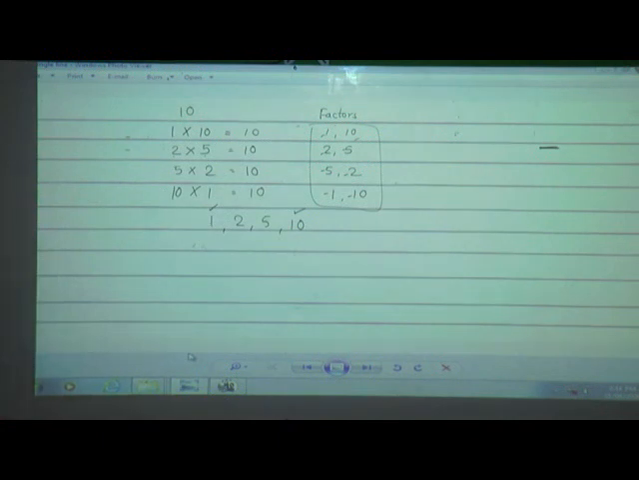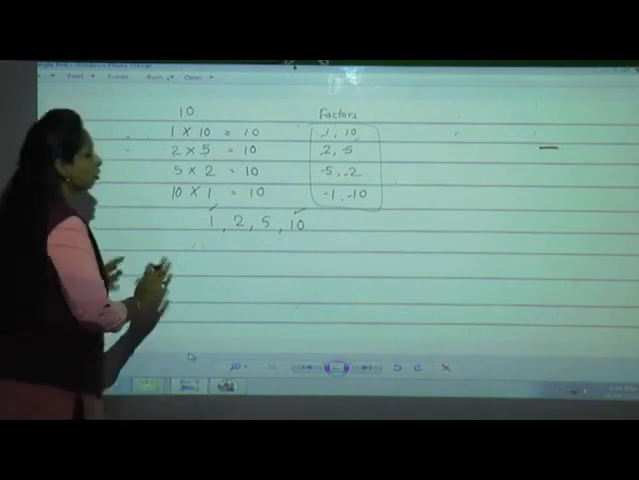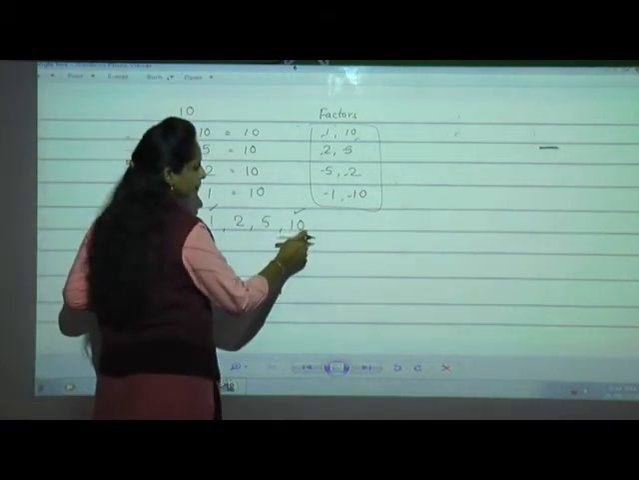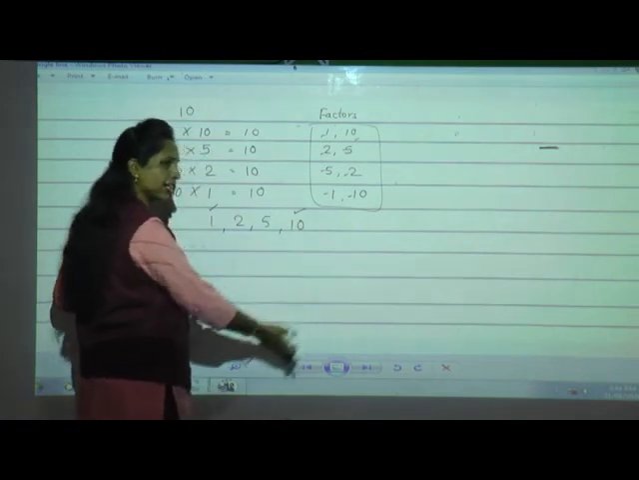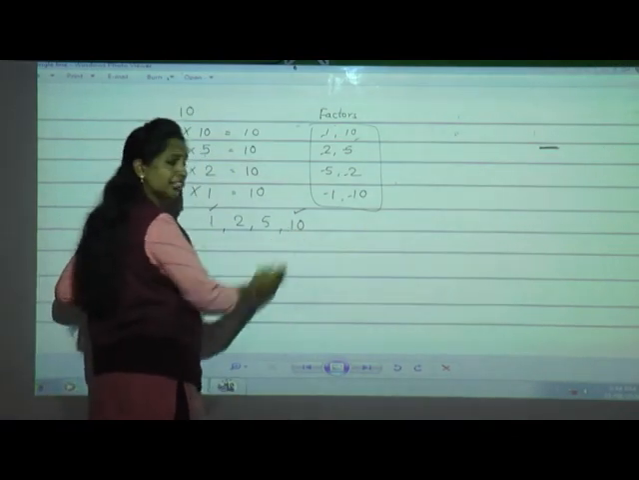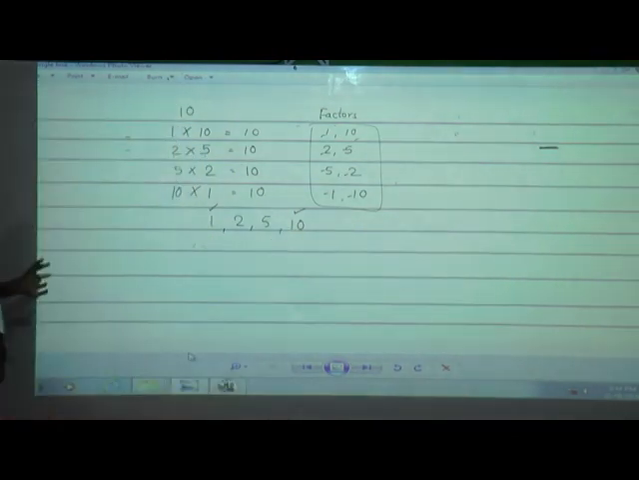And no factor is ever bigger than the number. See, no factor is ever bigger than a number. So will we get the 10 with any other number greater than 10? No. Keep that in your mind.